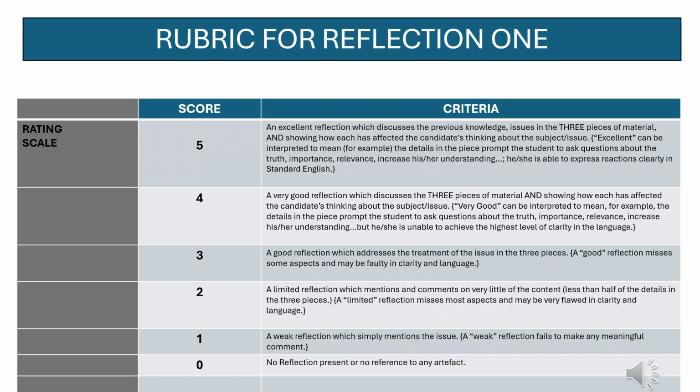2 marks for a limited reflection which mentions and comments on very little of the content, less than half of the details in the 3 pieces. A limited reflection misses most aspects and may be very flawed in clarity and language. 1 mark, a weak reflection which simply mentions the issue. A weak reflection fails to make any meaningful comment. And of course, 0, no reflection presented and no reference to any artifact.